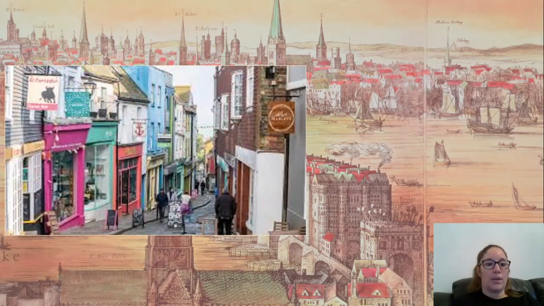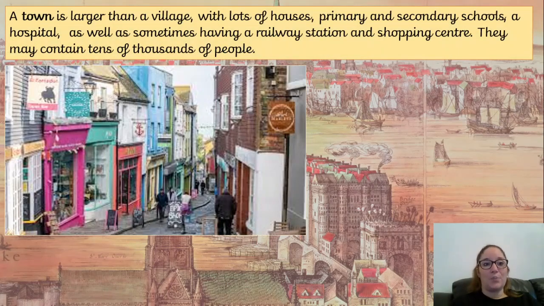Okay, what's this one a picture of? You might recognise this one. Okay, so this one is a town, and a town is larger than a village. This is actually Folkestone town. It's Folkestone Old High Street.